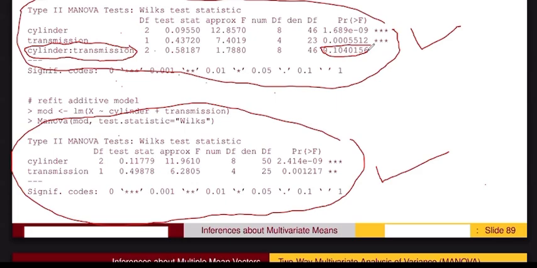I actually need two-way multivariate analysis of variance without interaction. How do I know? Because when I included interaction, the p-value associated with interaction is greater than 0.05 significance level. And because of that, that's why I don't need interaction.